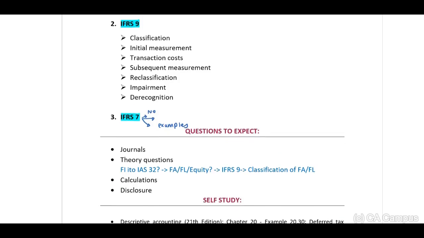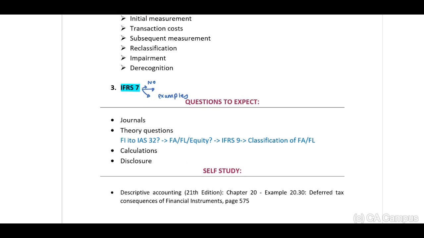Type of questions that you can expect. Journal entries, always extremely important. Theory questions, very important, especially on a level 2. Calculations, presentation, and disclosure. Then a self-study example that I want you to please work through. In Descriptive Accounting, Chapter 20, the 21st edition, Example 20.30. This is deferred tax consequences of financial instruments. Guys, especially for our level 2 students, please make some time and work through this example and let me know if you have any questions.